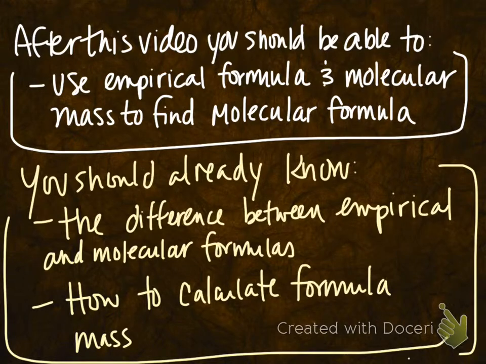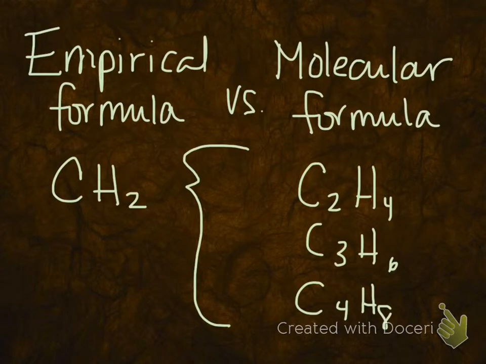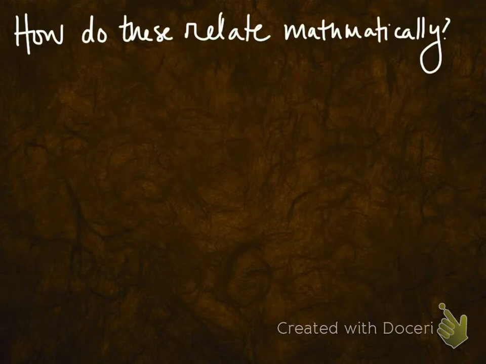calculate formula mass. So just as a quick refresher, remember that empirical formula is the simplest ratio of atoms that forms a compound. And when we're talking about molecular compounds, the molecular formula may be different because the molecular formula gives the exact number of atoms in a molecule of the compound. So for the empirical formula CH2, we have multiple possible molecular formulas: C2H4, C3H6, C4H8, and so on. The question is, how do these relate mathematically?